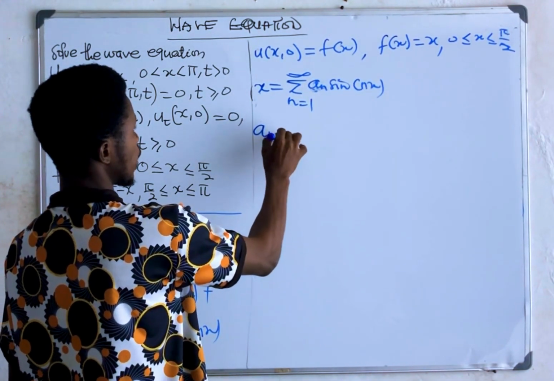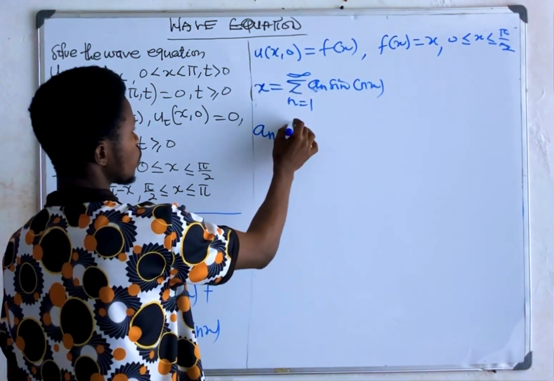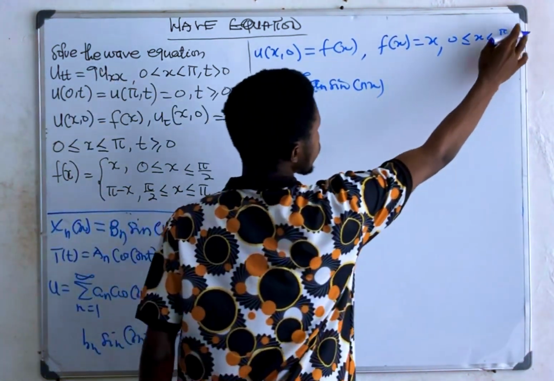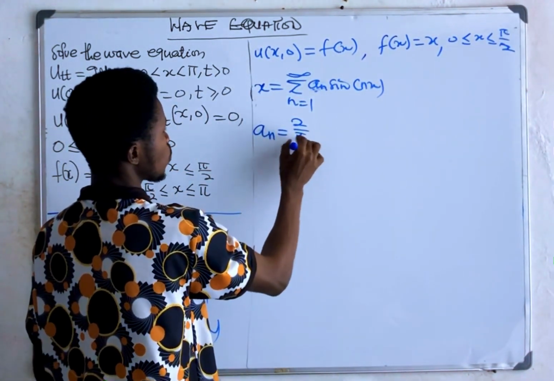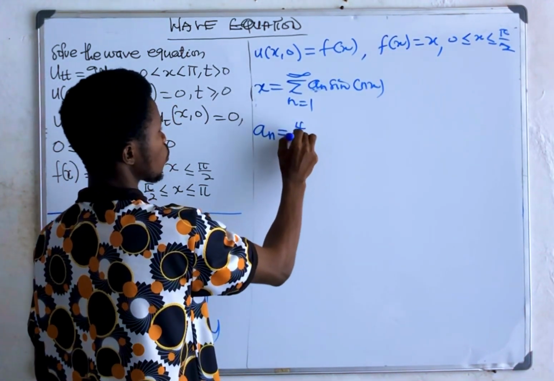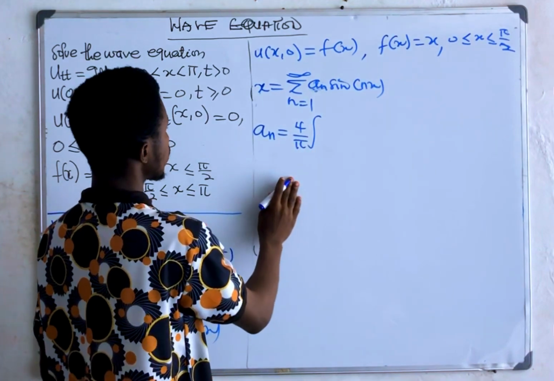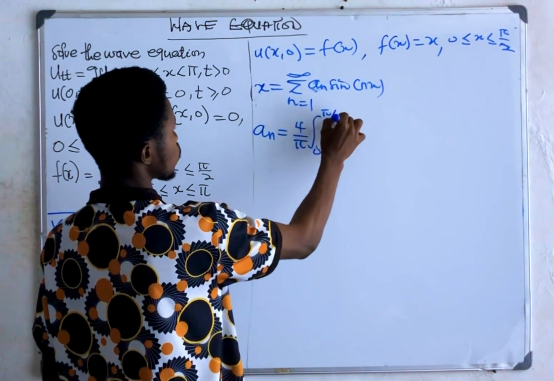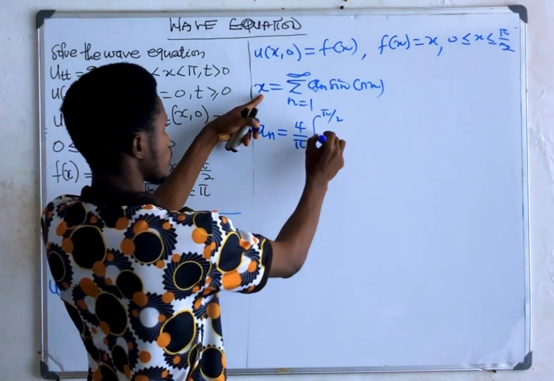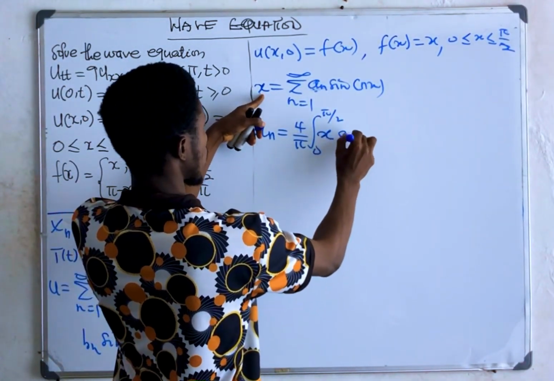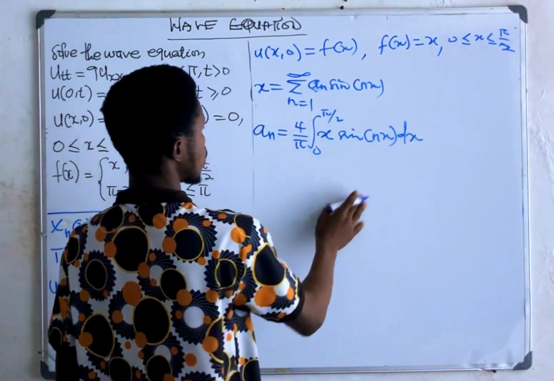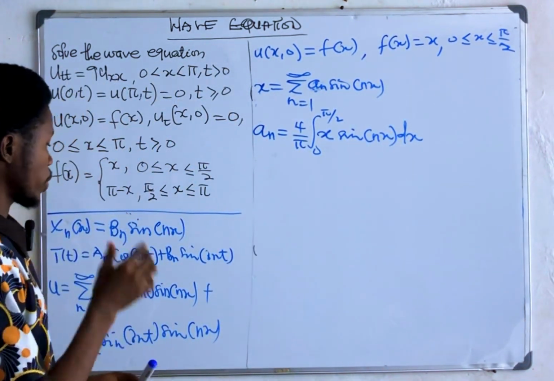So we find an. We are just looking for an. For Fourier sine, the formula is 2 over L. But here, our L will be pi on 2. So you see the pi over 2. These two multiply the 2 on top here. So we can write this one as 4 over pi, moving from 0 to pi on 2. The function f at x is x here, multiplied by sine nx dx. So this is what we are going to integrate.